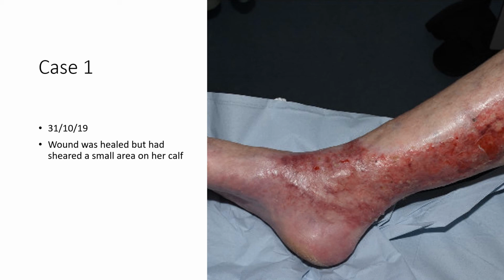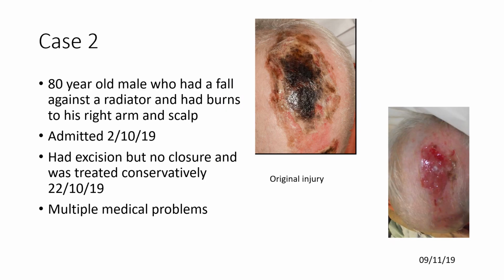This lady managed with this product no problem. Her pain immediately was reduced. She was able to mobilize and was able to tolerate the dressing very well. The second case is an 80-year-old male who had a fall at home. He had multiple underlying medical problems, hence the reason for his fall, and he had burns to his right arm and scalp. He was admitted to our service because of his multiple underlying problems.